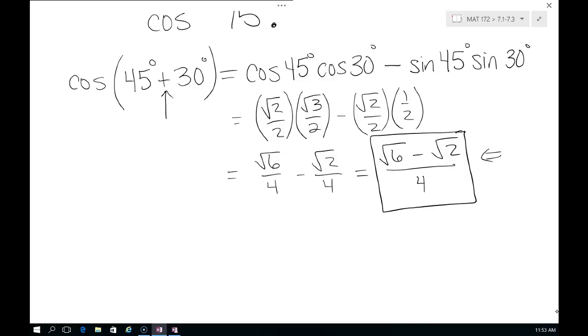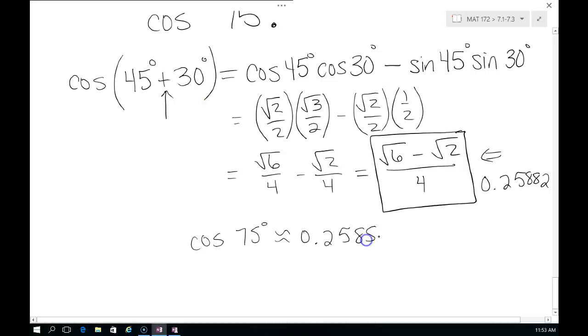So in my calculator, I've got 0.25882 approximately. And then when I type cosine 75 in my calculator, I get approximately 0.25882. Exact same number on my screen for both of them. So, perfect. Excellent. I know I got it right. Okay. So these sum and difference formulas allow us to find exact values for more and more angles.